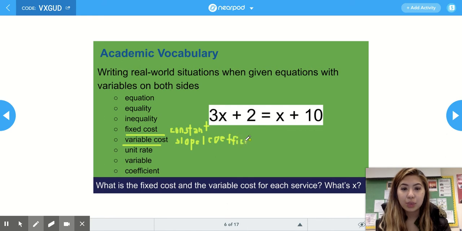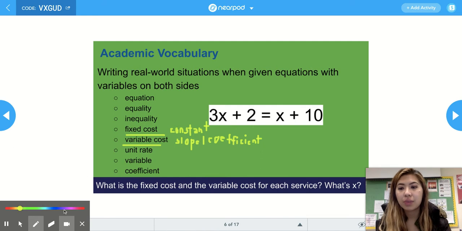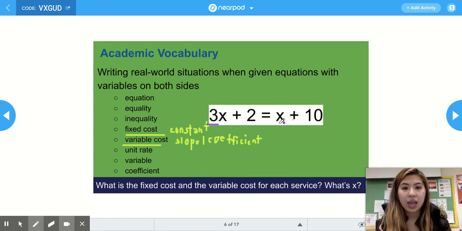So in this example of an equation with variables on both sides, we have 3x plus 2 is equal to x plus 10. Our coefficients are 3 and 1. We might not see a 1, but we know that in front of every variable there's a 1 if there's no number. Then our constants are 2 and 10.